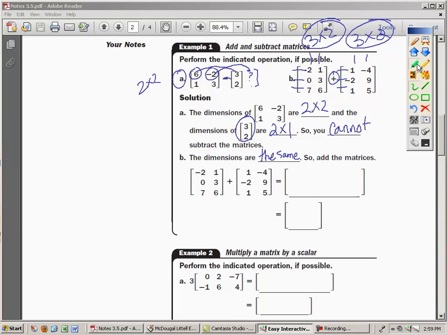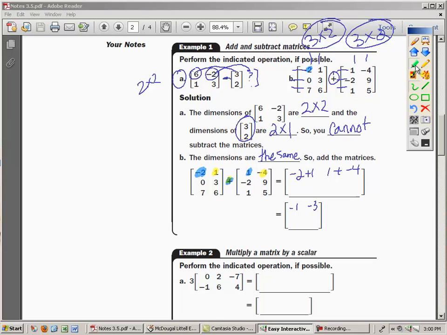So let's do it with one color here. Let's go ahead and try this. Negative 2 plus 1 is negative 1, so the first entry in my new matrix is going to be negative 1. Now we'll switch gears a little bit. This is 1 plus negative 4, and as you know, 1 plus negative 4 is negative 3.